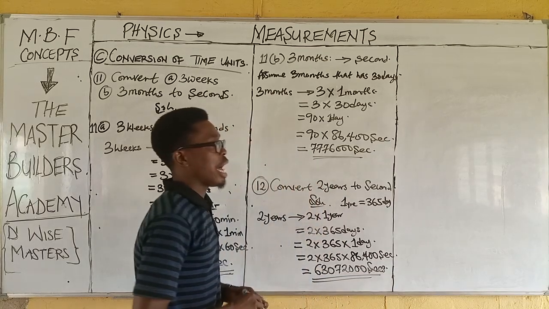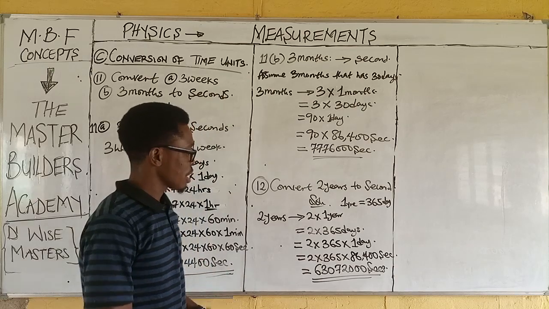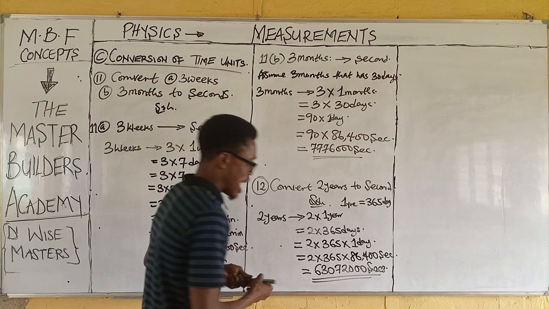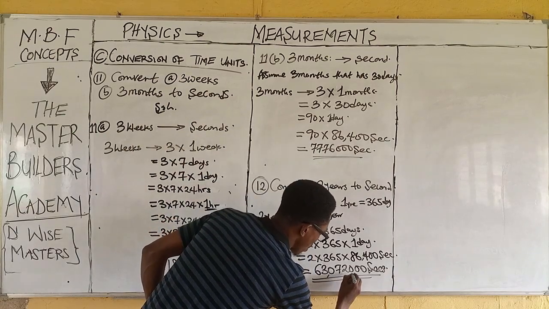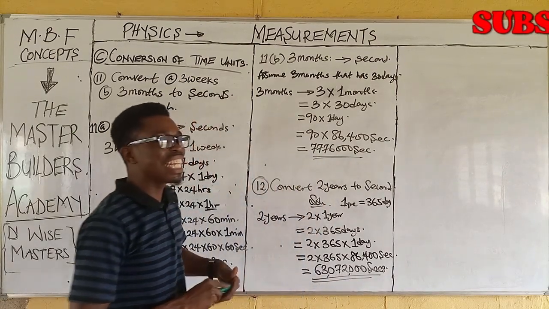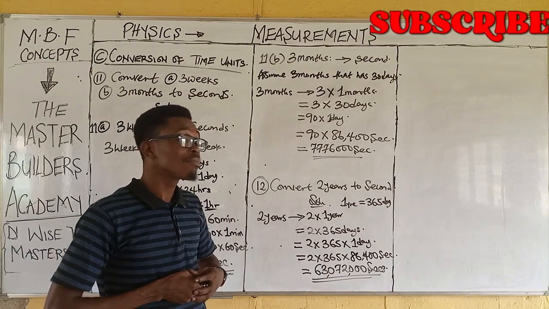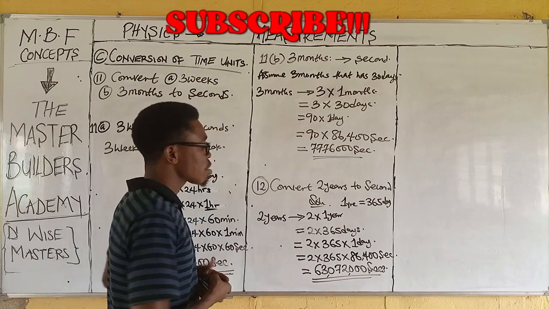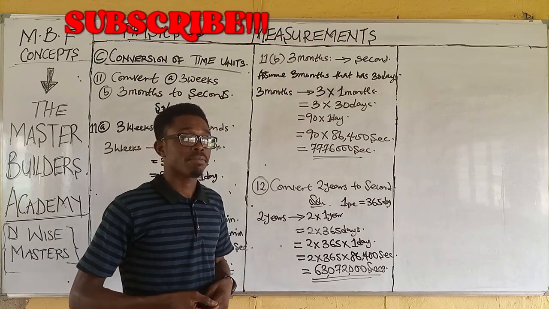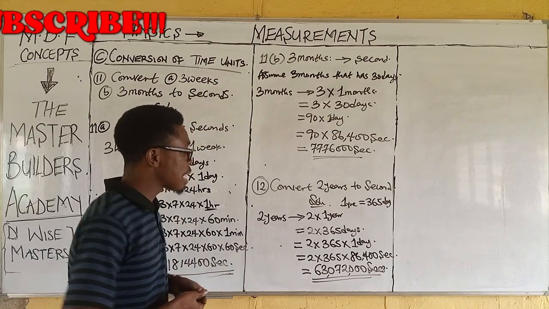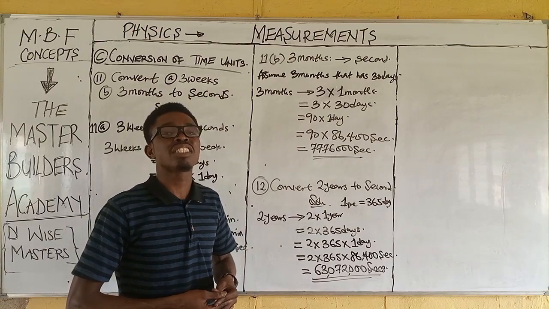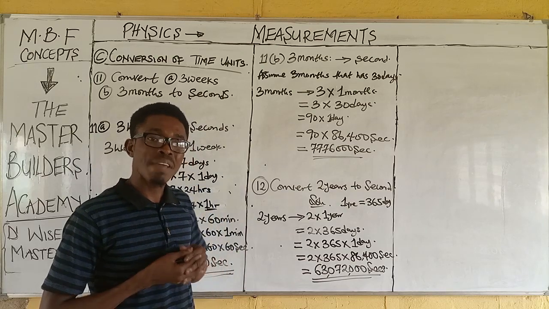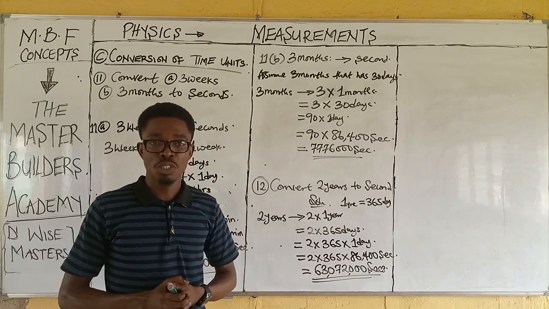These are the numbers of seconds that we have in 2 years. So if we are to pronounce this now, 2 years is equivalent to 63,072,000 seconds. That's it. 63,072,000 seconds is equivalent to 2 years.